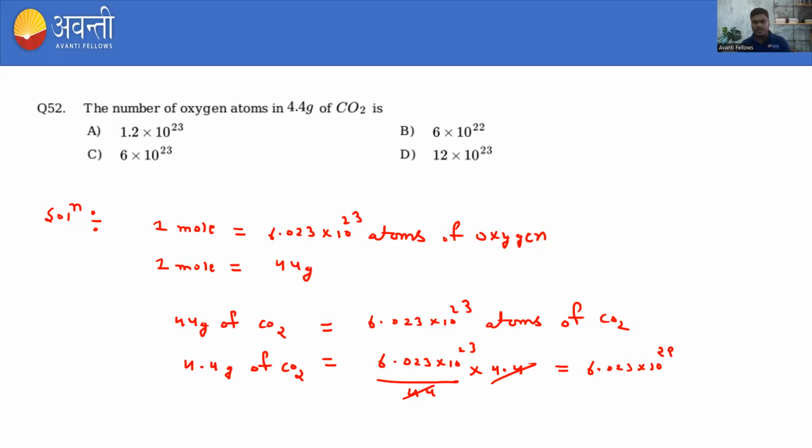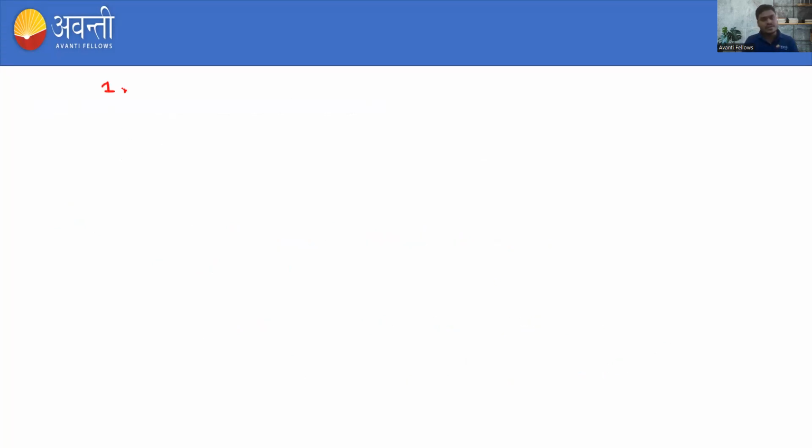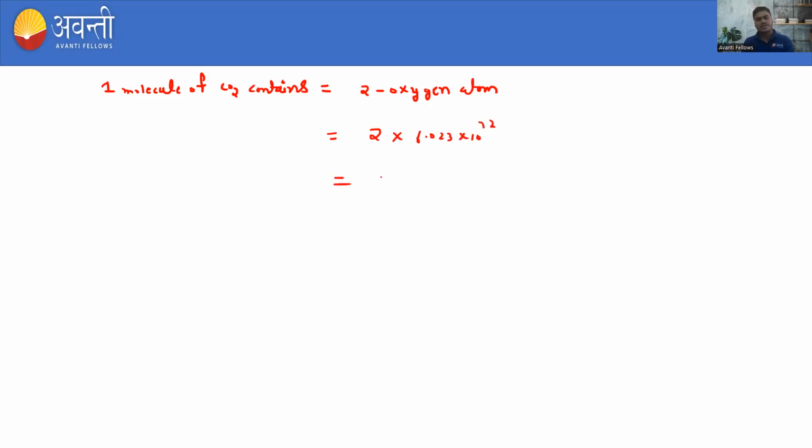Right. So one molecule of CO2 contains how many atoms of oxygen? Can anyone tell me? Yes. One molecule of CO2 contains two oxygen atoms. तो इसमें दो ऑक्सीजन एटम है, two oxygen atoms. So in one molecule of CO2 how many oxygen atoms are there? That is 2 into 6.023 into 10 raised to the power 22. So this comes out to be 12.046 into 10 raised to the power 22.